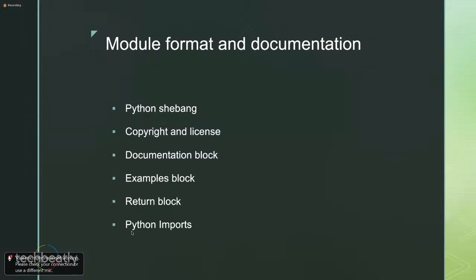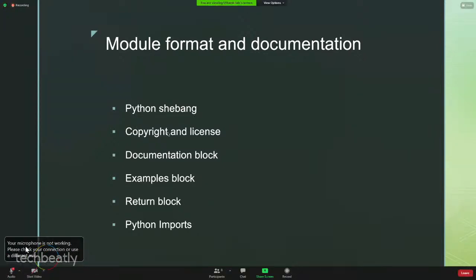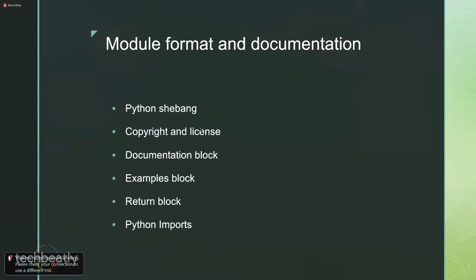These are the things which you should include when you're creating your own module. First is the Python shebang, which I believe all of us know. Copyright is basically, if someone is creating a module, they should give their mail or contact information. Then the documentation block, and the example block. Example block is an example of the Ansible play, showing how this module should be called.